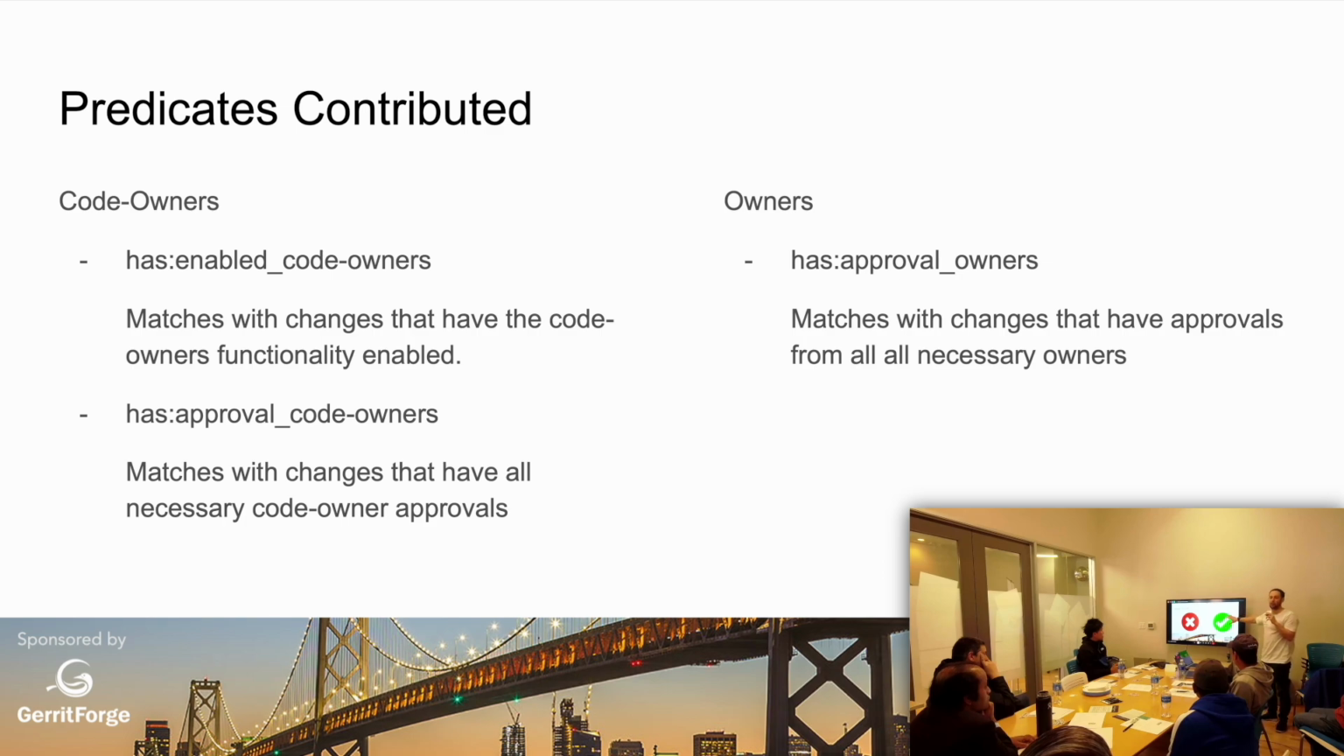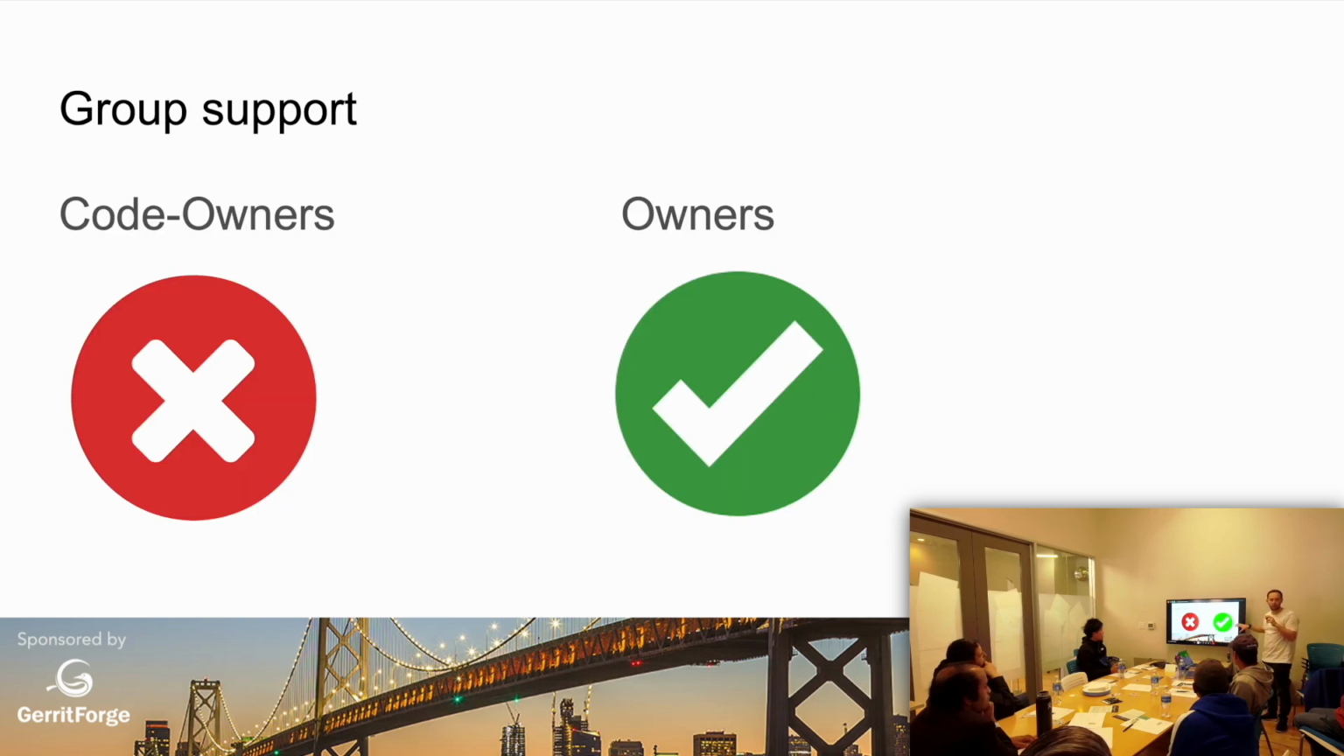This is the crucial one, though. This is the biggest one to me. Group support. Code owners does not support groups. You cannot have groups in code owners. You need to list all of the users all of the time, and you need to keep it up to date. While the owners plugin supports groups. I think this is the really big one.